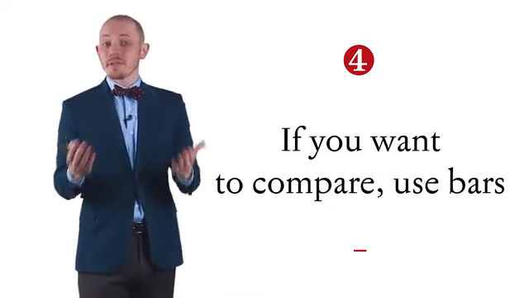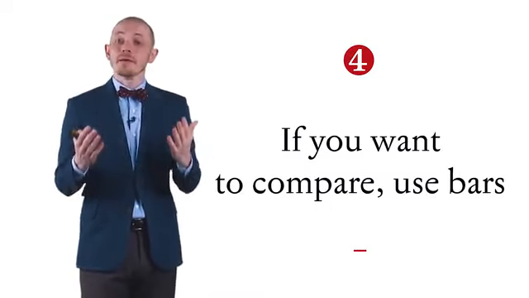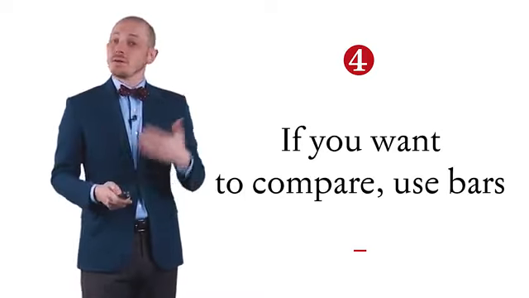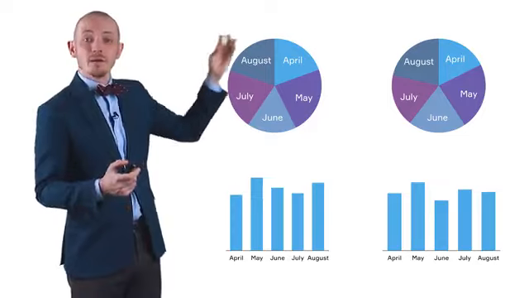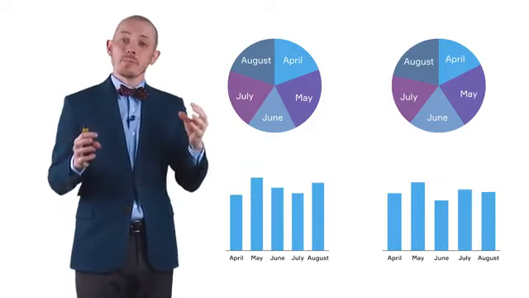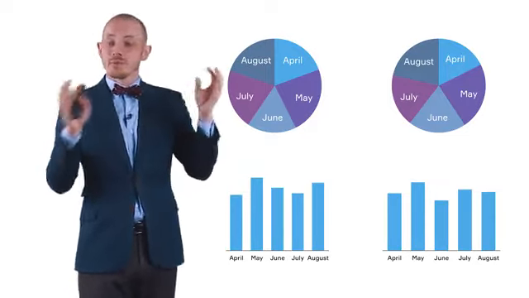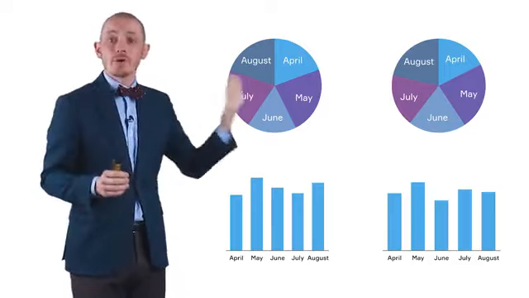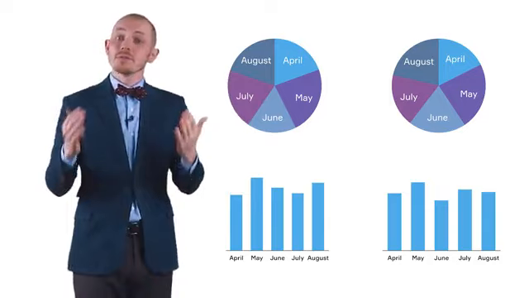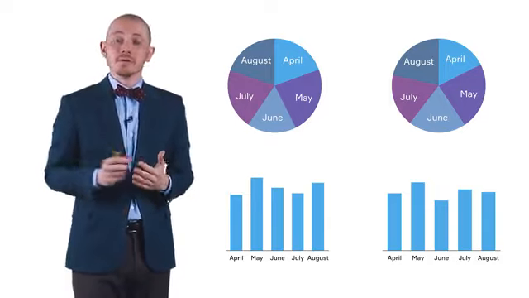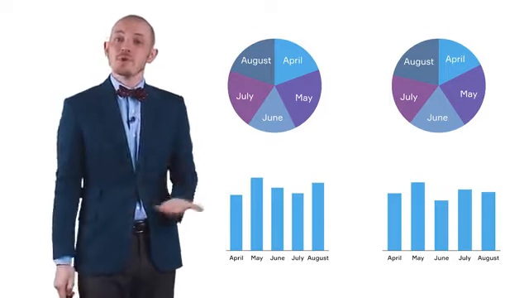And finally, thing number 4, if you want to compare, use bars. Pie charts do not work if you need to compare wedges, or if you need to compare two pie charts between one another. Bar charts work wonderfully. You can see in an instant which bar is bigger and which bar is smaller.